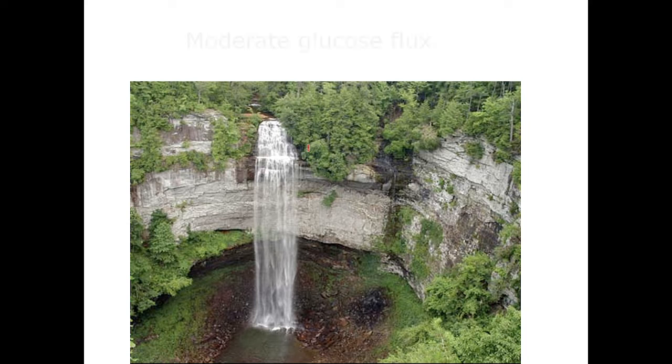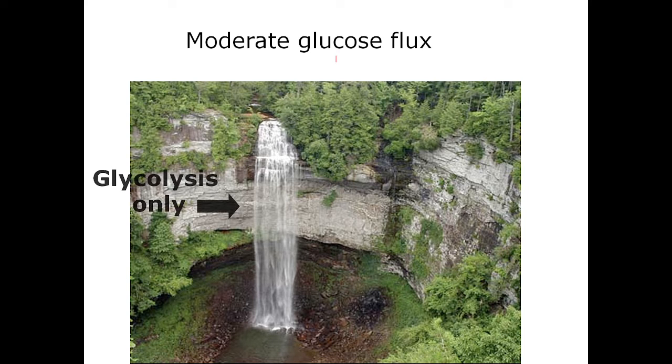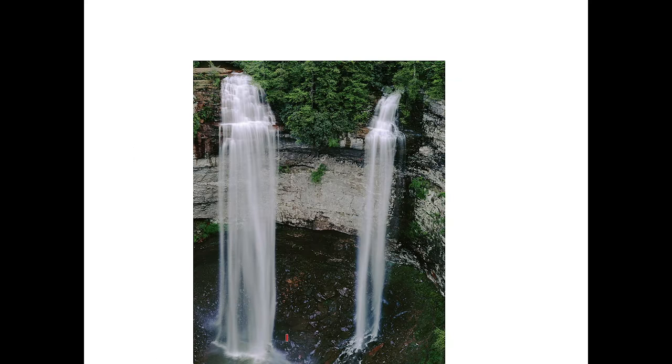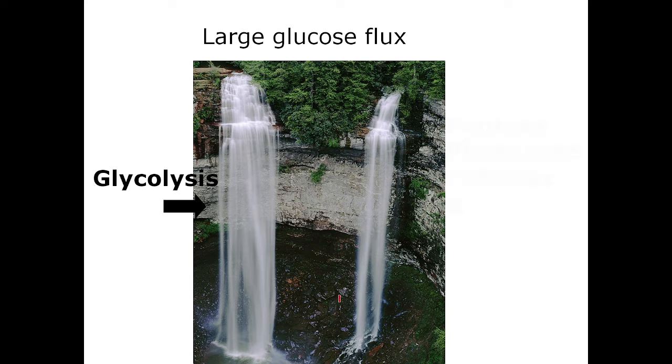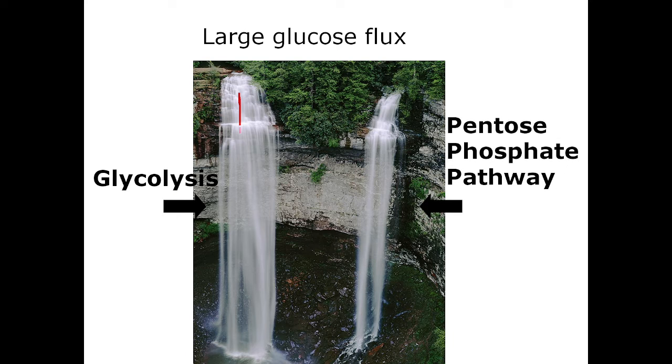So here, for example, this one is a moderate glucose flow. Glucose is there, and only one pathway is there. The water is falling only one way, glucose only. But in case of large glucose flux, glucose can undergo this phase or glucose can undergo this phase. So that is why it is called a shunt, the pentose phosphate pathway.